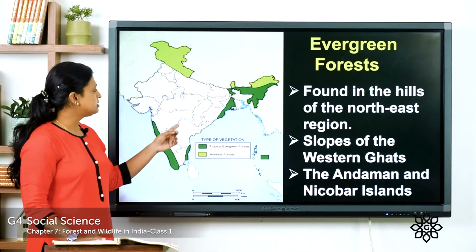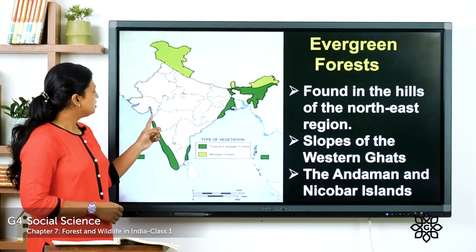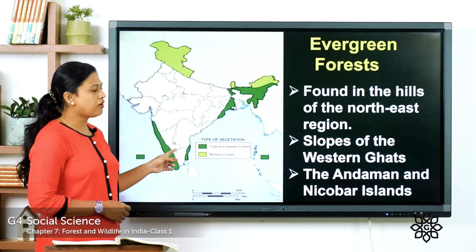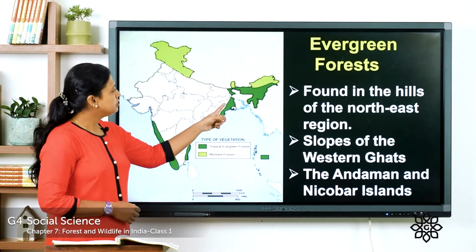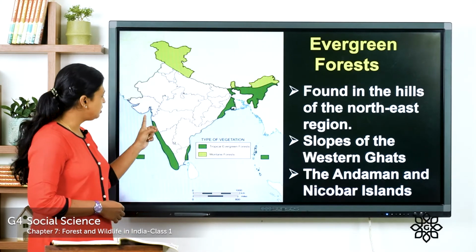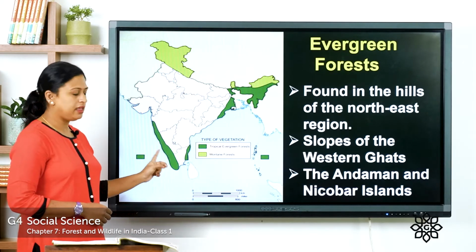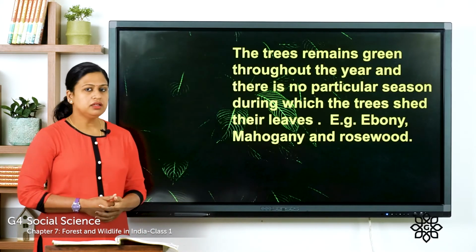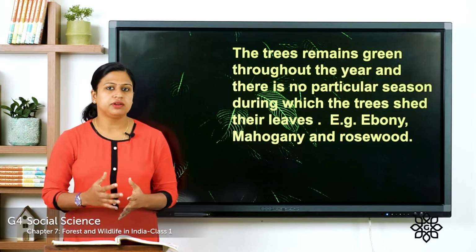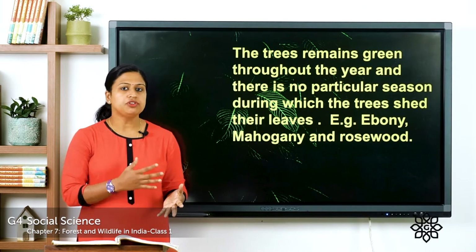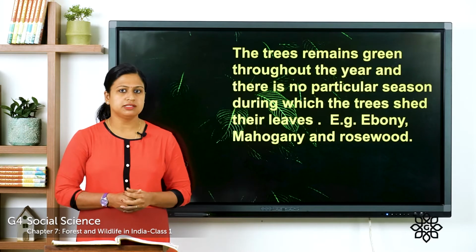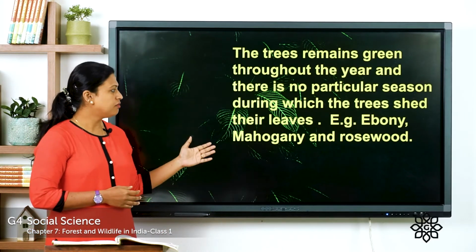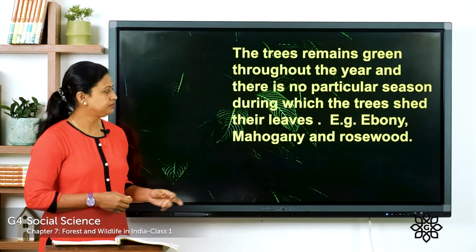You can see this is the India map and the dark colored area is the Evergreen Forest. It is found in the hills of the northeast region, the slopes of Western Ghats and the Andaman and Nicobar Islands. Here the trees are always green and they do not shed their leaves in any particular season of the year. Some of the examples are ebony, mahogany and rosewood.